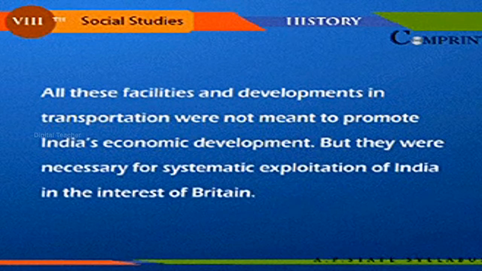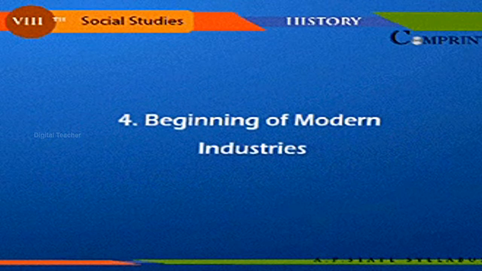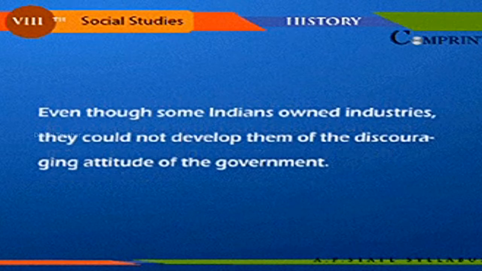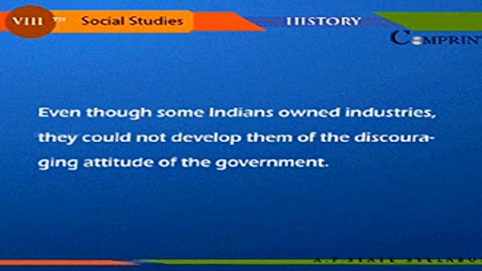All these facilities and developments in transportation were not meant to promote India's economic development, but they were necessary for systemic exploitation of India in the interest of Britain. Beginning of modern industries. A few modern industries were started in India in the later half of the 19th century, but were mostly owned and controlled by British companies. Even though some Indians owned industries, they could not develop them because of the discouraging attitude of the government.